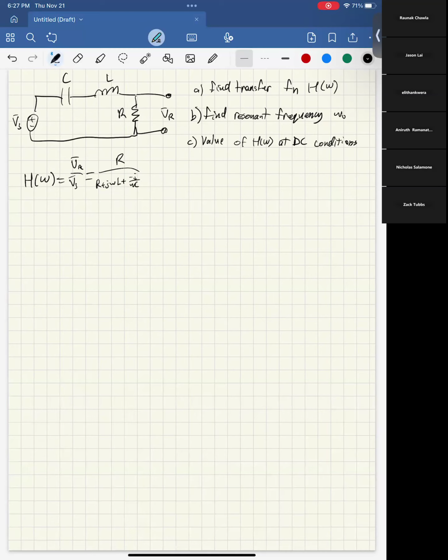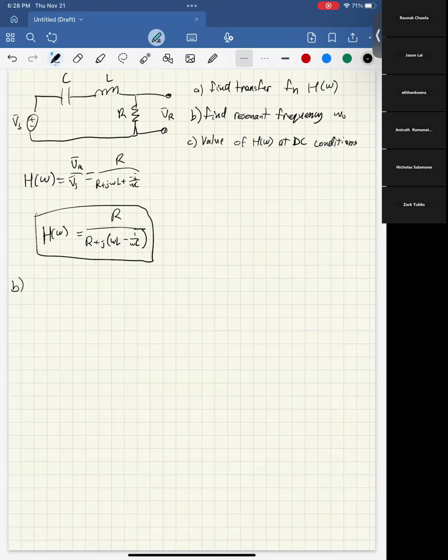If we want to make that look a bit nicer, I can factor out the j in the bottom to get it in a normal A plus Bi form. So this could be j times omega L minus 1 over omega C. And this is your transfer function. It's probably going to be that simple: just do a voltage division. Maybe you'll have to take two things in parallel first, but nothing you haven't seen before. It's just algebra. So that would be your answer for part A for this question. I'll box this in.